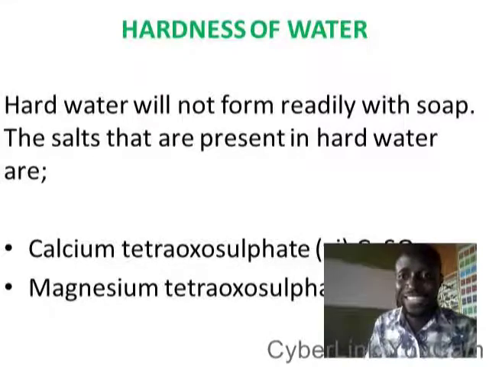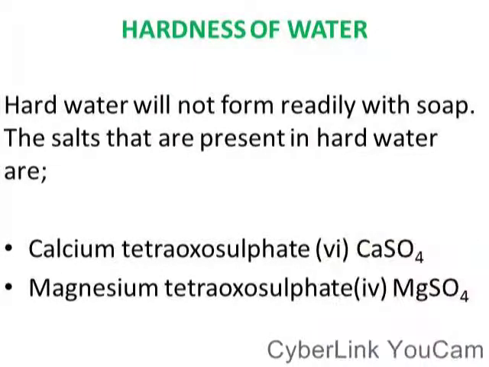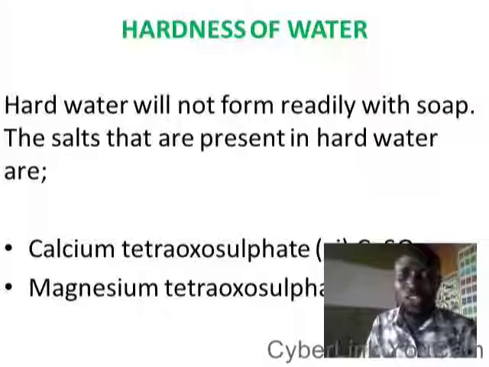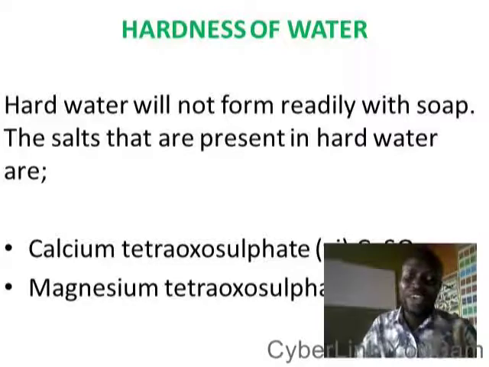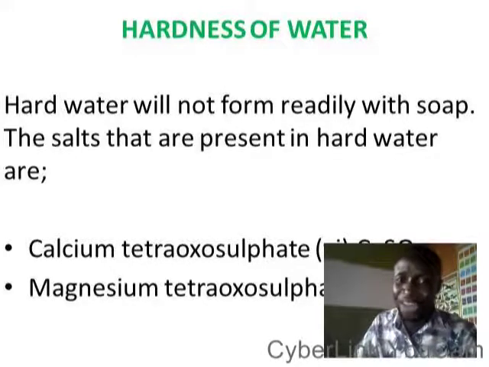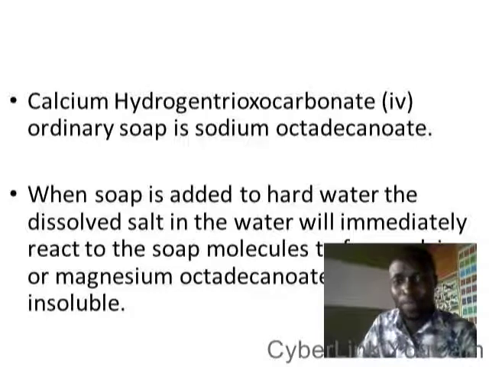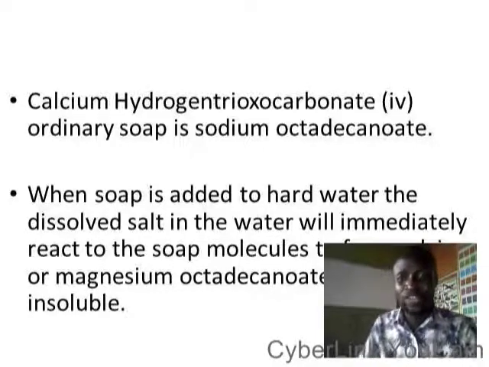Okay, let's move to that slide again. Now see the full content. Those things that are responsible for the hardness of water, there are two major things. They are responsible for the hardness of water. Number one, calcium tetraoxosulfate 6. Number two, magnesium tetraoxosulfate 6. We can also have others like calcium hydrogen trioxocarbonate 4, magnesium hydrogen trioxocarbonate 4. Please take note of this. Calcium hydrogen trioxocarbonate 4.